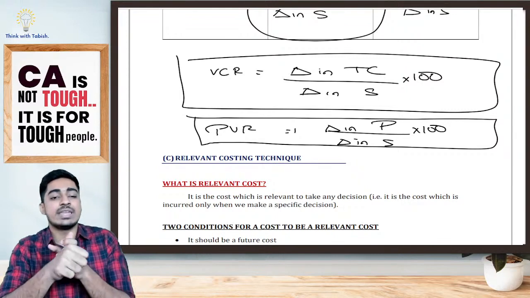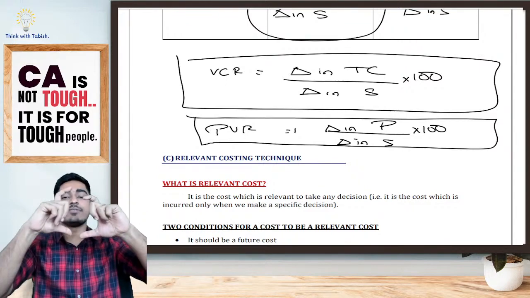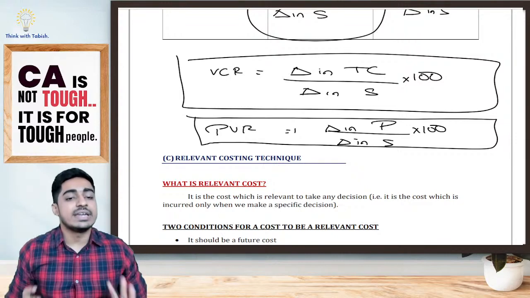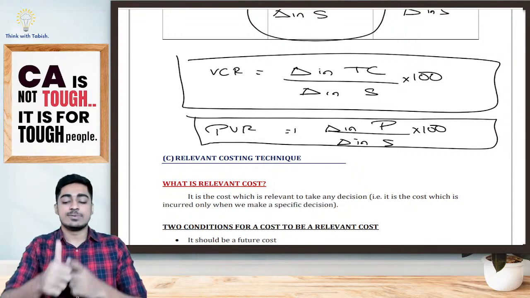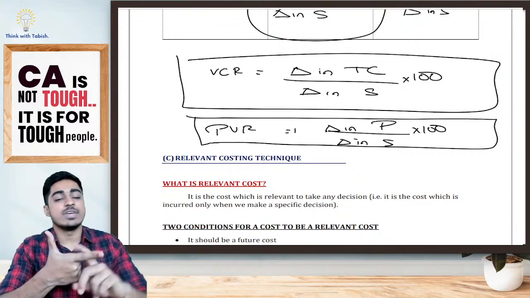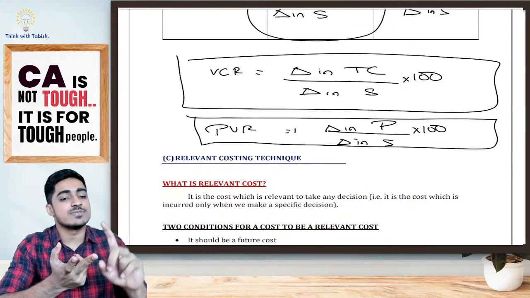In that concept 1A, we've told the basics of marginal costing. We compare marginal revenue and marginal cost, and accordingly take a decision. In concept 1B, we had the basic formulas. We've looked at contribution, variable cost ratio, PV ratio, and BEP in terms of units and in terms of sale value.